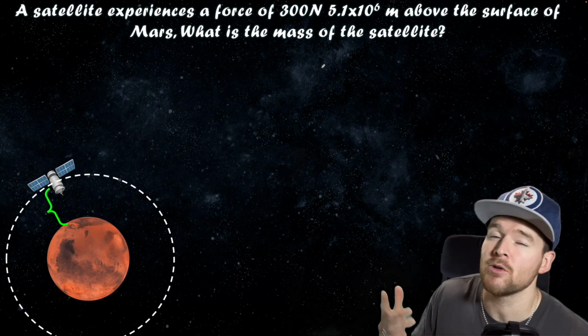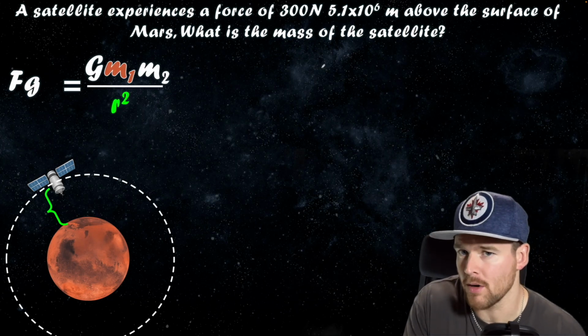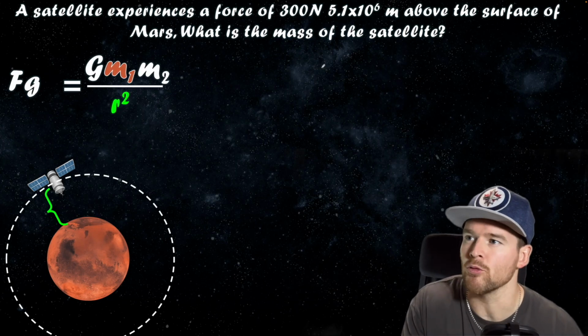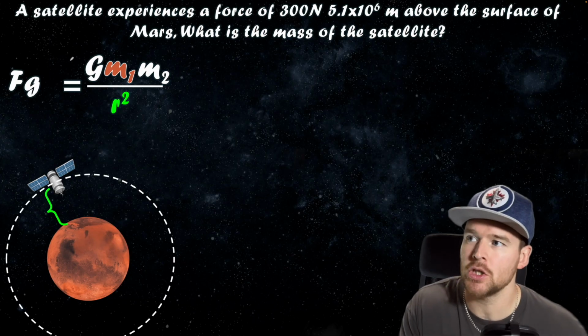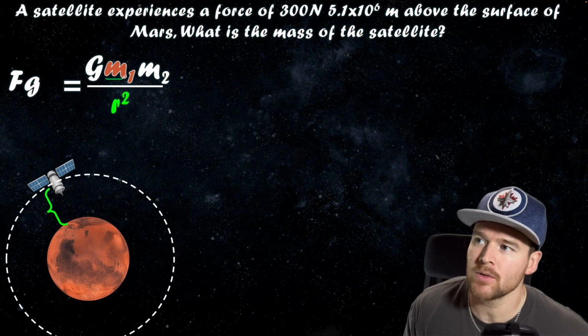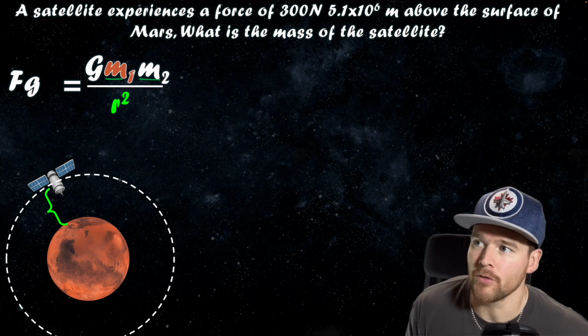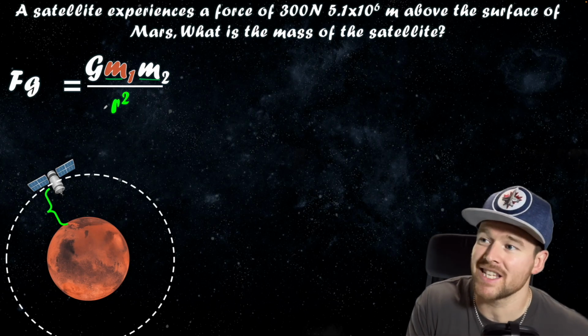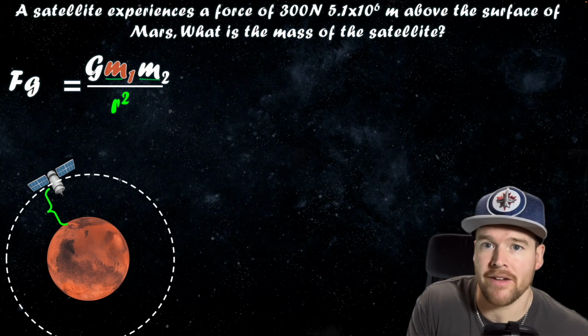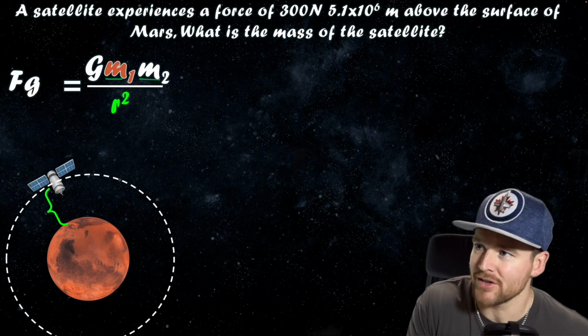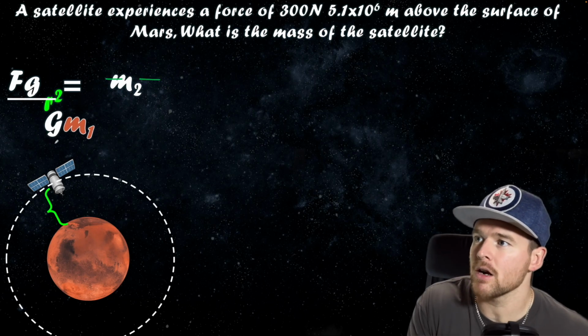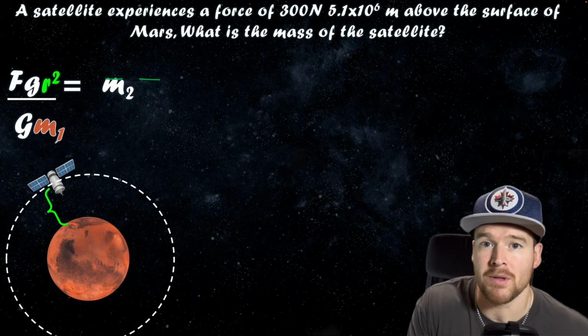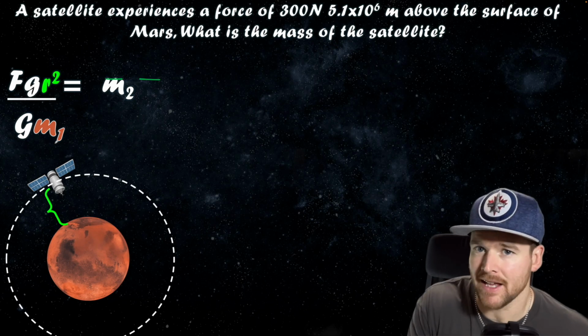Since it gave me information about gravitational force, let's start with that formula for gravitational force and rearrange for M2. I kind of put it in colors here. This one is the mass of Mars. This one is the mass of the satellite that I'm trying to solve for. Again, they're just both masses, but let's imagine that's our setup. We're going to take our R and multiply it over to Fg, divide by our gravitational constant, and divide by the mass of Mars, and we should end up getting a formula for the mass of the satellite.